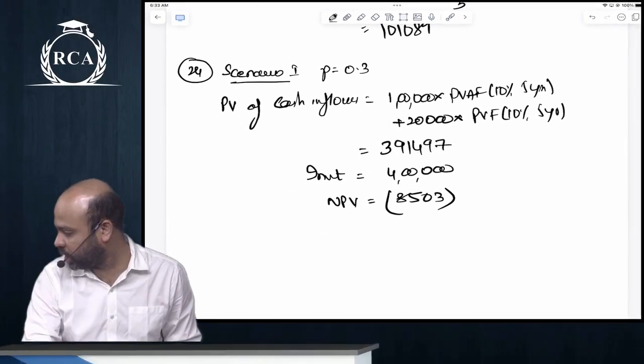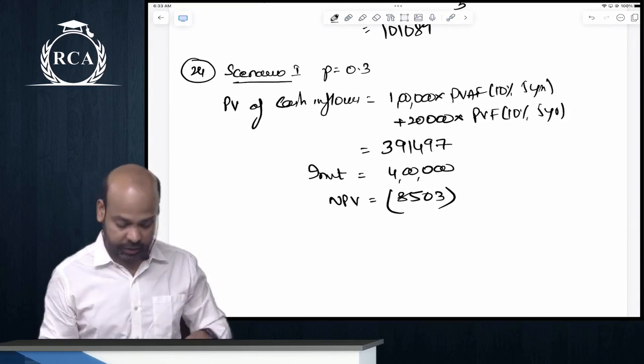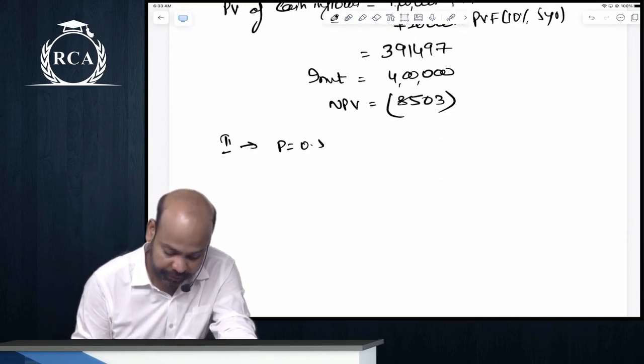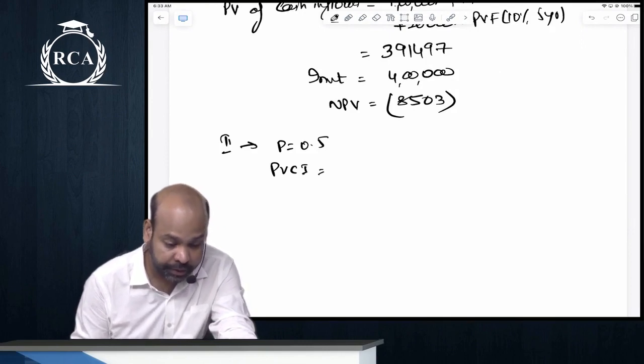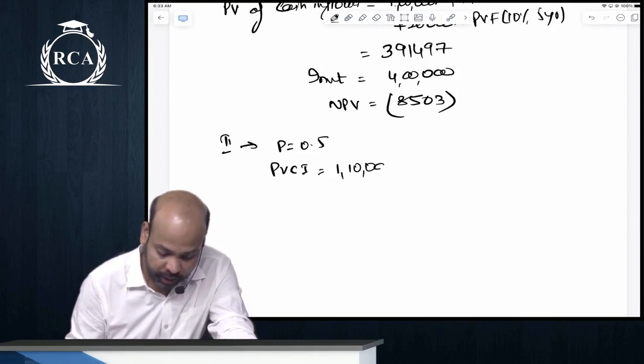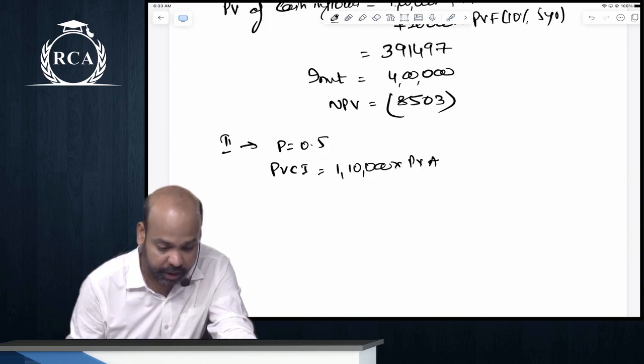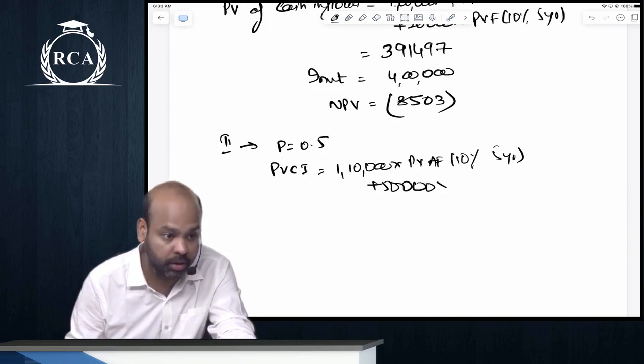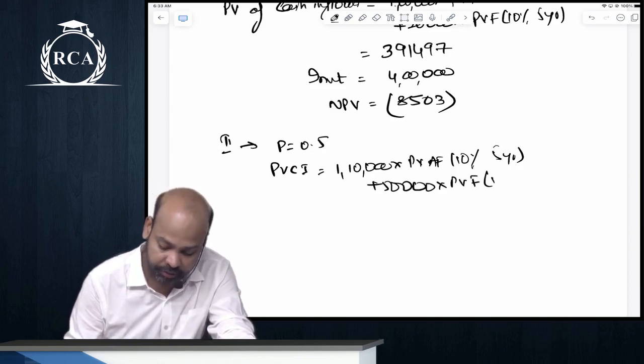Yes, but what are the NPVs that you got, guys, under the other two cases? Scenario 2, how much is it? The probability of which is 0.5. Present value of cash inflows is 1,10,000 multiplied by PVAF at a rate of 10% for 5 years, guys, and plus 50,000 rupees multiplied by present value factor at 10% for the 5th year.